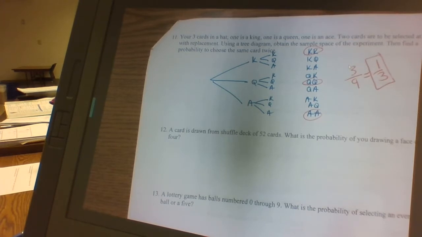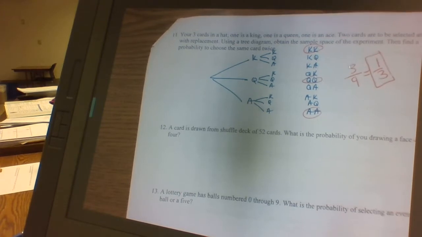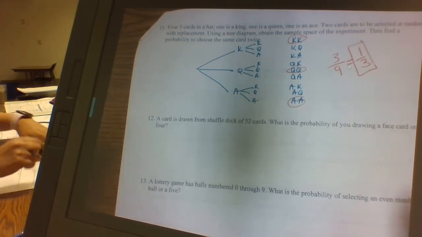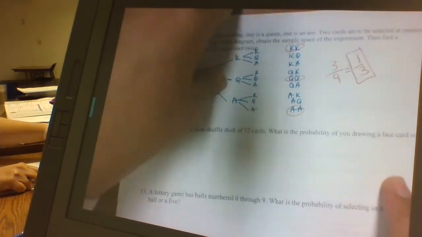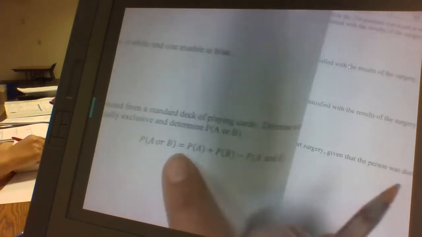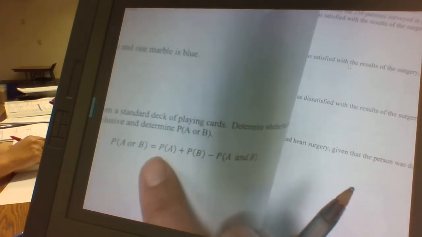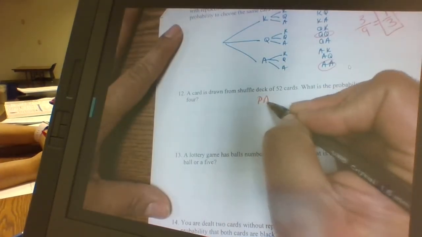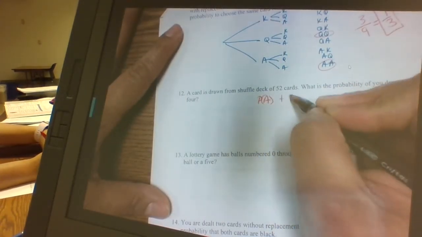A card is drawn from a shuffled deck of 52 cards. What is the probability of you drawing a face card or a 4? So first of all, I don't know if you remember, the formula is back here for this one. When it's the OR, it's the probability of A plus the probability of B minus the probability of A and B.